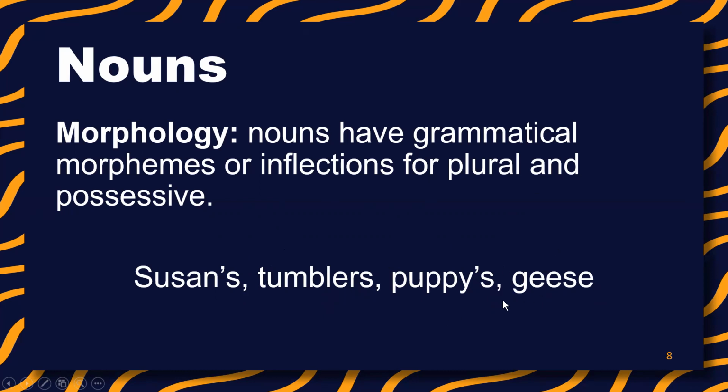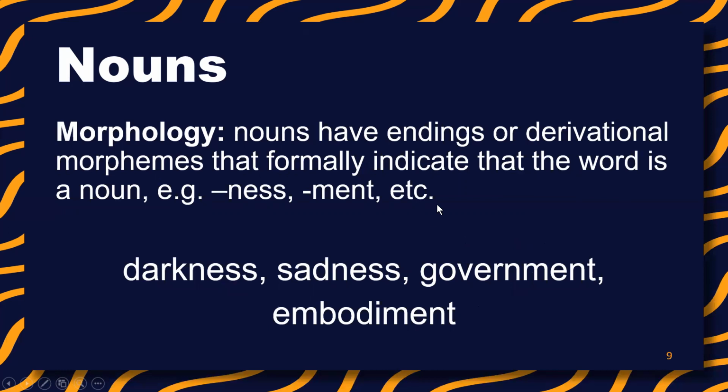Or sometimes, when the S or pluralizer S is not applicable, the form changes, as in the spelling of some nouns like goose. Goose is singular. If you are going to change it into its plural form, it becomes geese. Same with foot, or rather, feet. So like that. Nouns have endings or derivational morphemes as well that formally indicate that the word is a noun.